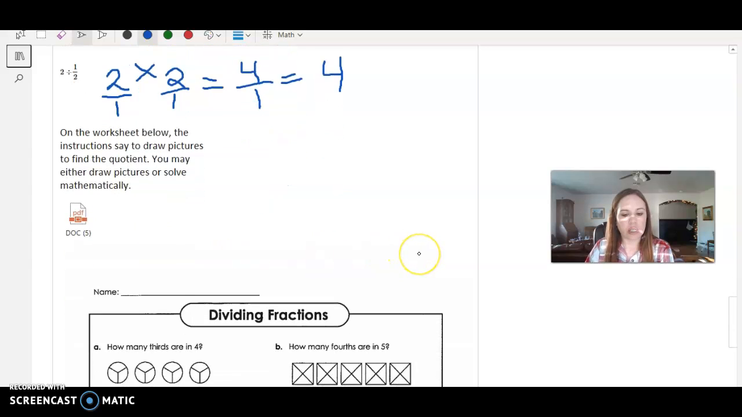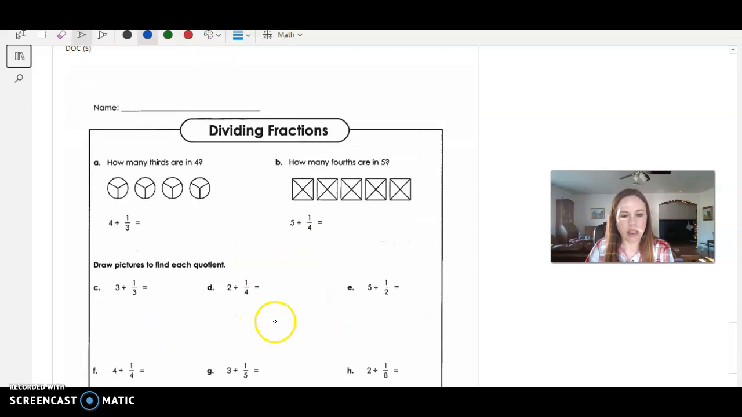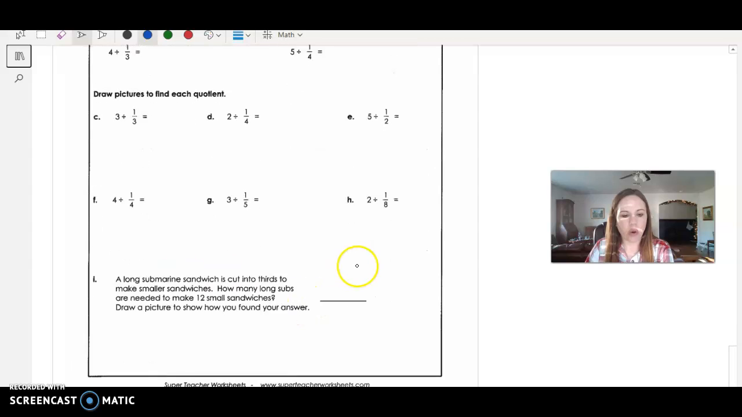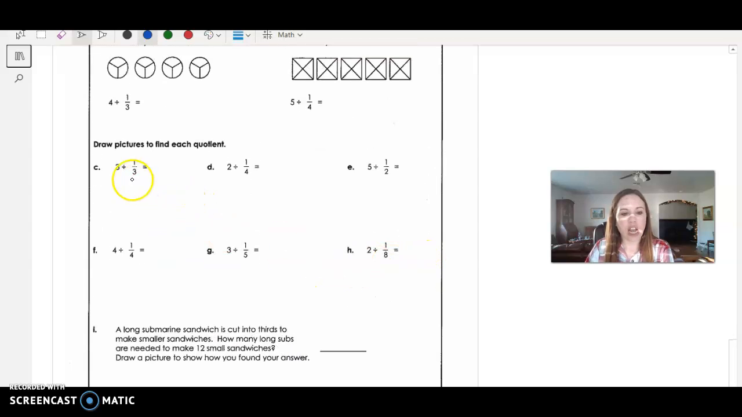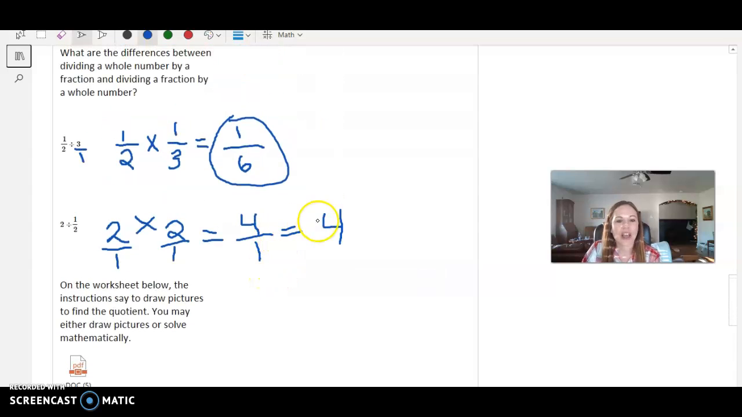Now here is your assignment for today. There are a few modeling questions, and then you are dividing whole numbers by unit fractions. So if you're dividing your whole numbers by unit fractions, what should your answers be? All right. Okay. So remember, if you have any questions, be sure and ask, and I will see you tomorrow.